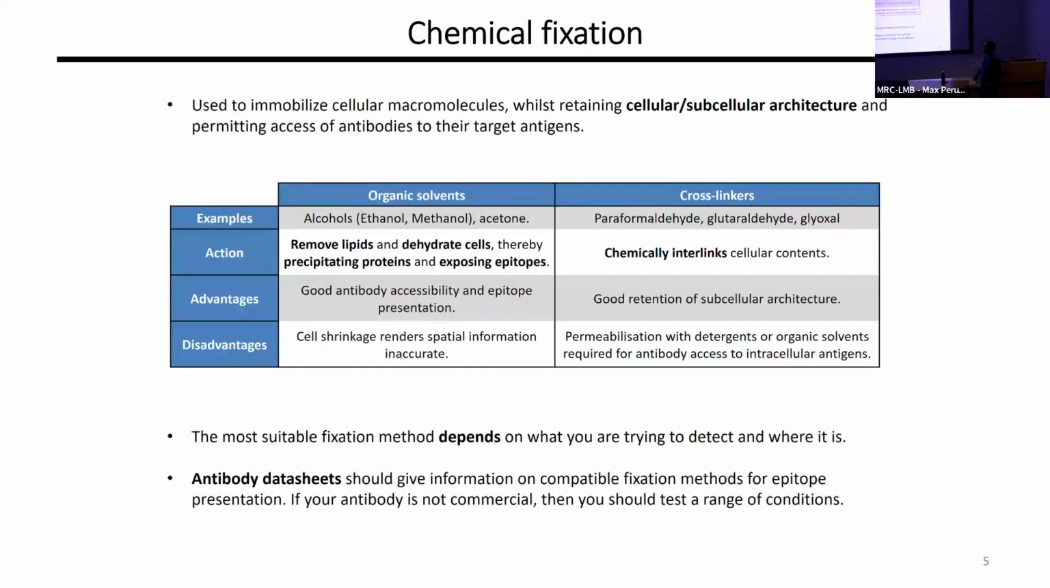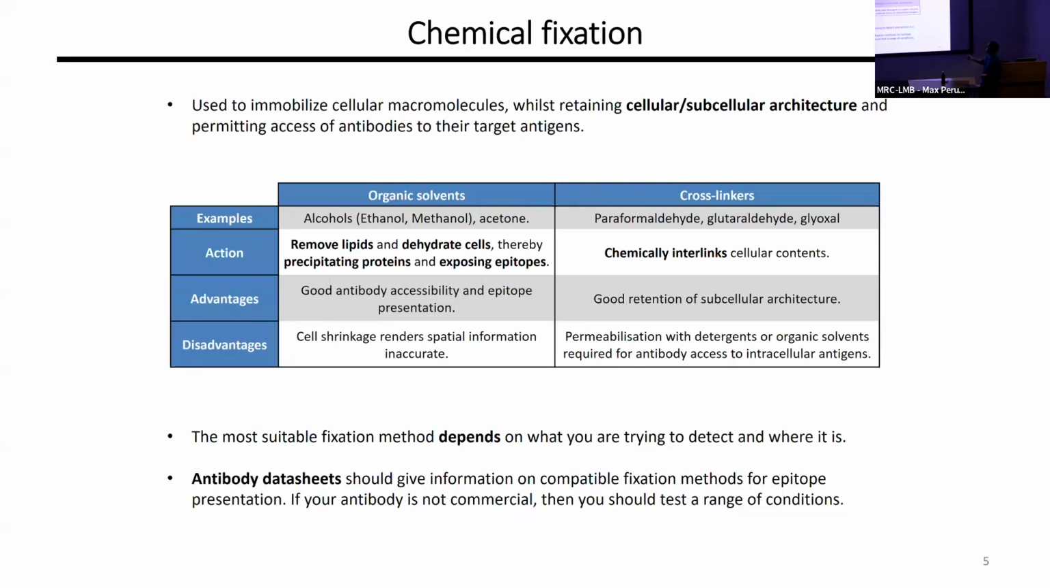As I said before, you need some kind of chemical fixation, and generally there are two types of fixation. Organic solvents, and we're talking about alcohols, ethanol, methanol, acetone, all of this. The way this acts is basically removing lipids and dehydrating cells, and this precipitates the proteins and exposes the epitopes, making the antibody available to bind to these epitopes.